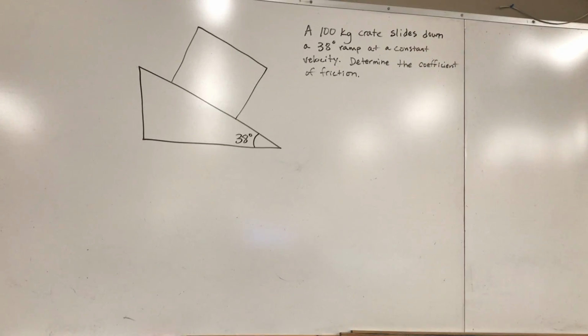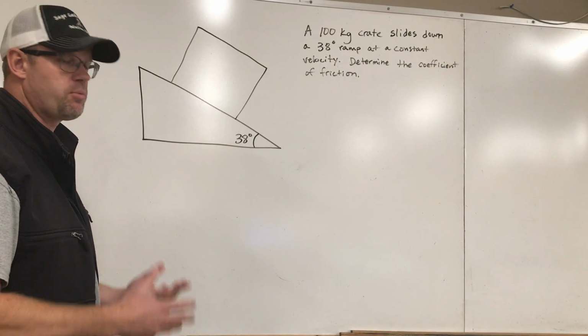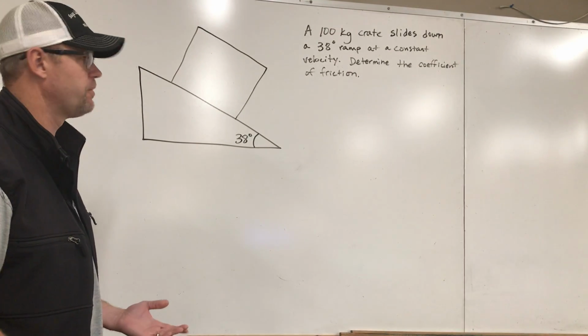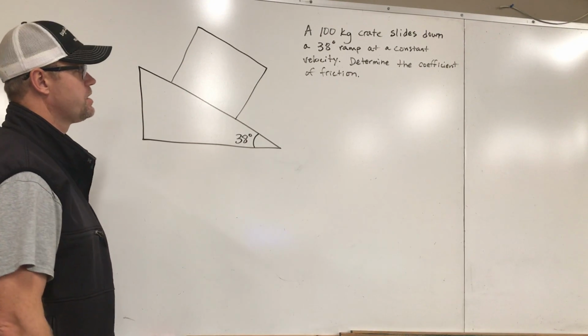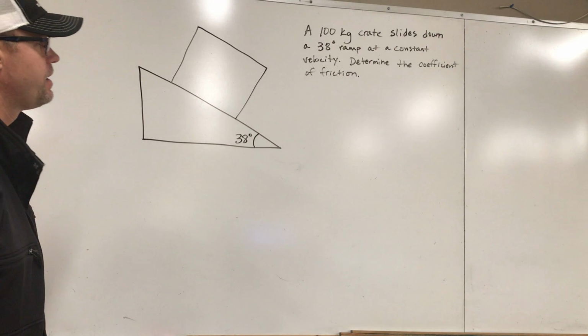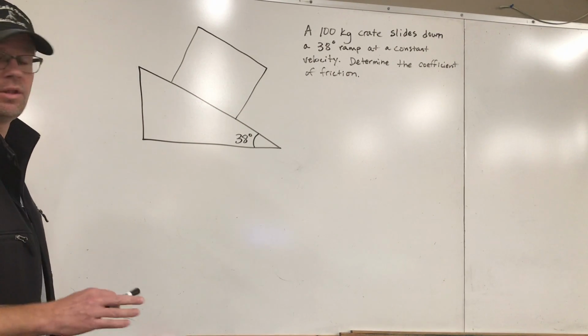Okay, let's take a look at a situation that deals with forces happening at angles. This is kind of a basic problem that we'll build on with a lot of different variations. This has a 100-kilogram crate sliding down a 38-degree ramp at a constant velocity. Okay? There's actually a lot of information in that one little statement.